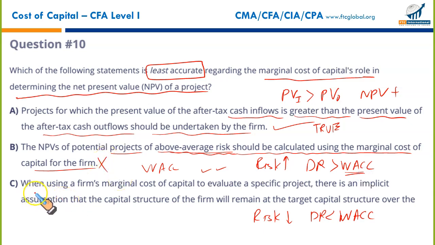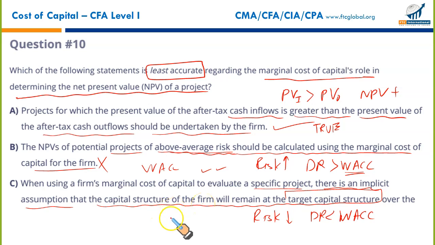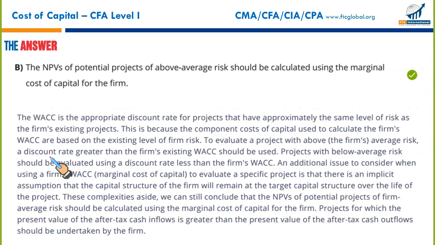Let's see option C as well. When using the firm's marginal cost of capital to evaluate a specific project, there is an implicit assumption that the capital structure of the firm will remain at the target capital structure. That's one of the assumptions we used in solving the previous question. The target capital structure, 50-50, 60-40, 30-70, stays the same. It's true as well. So B was the one that is least accurate, in fact, the incorrect statement.